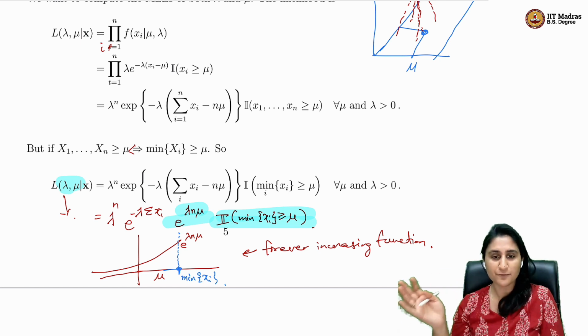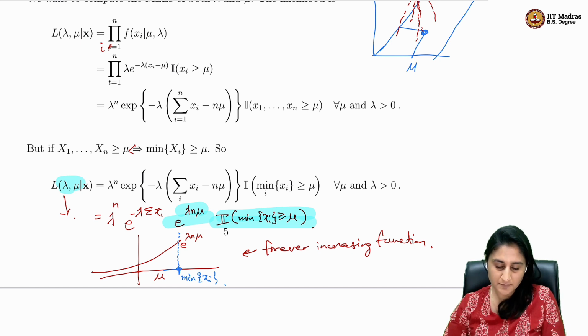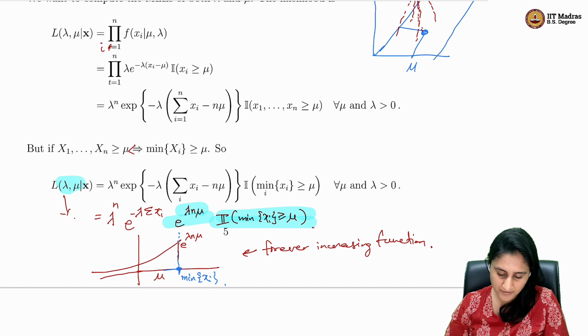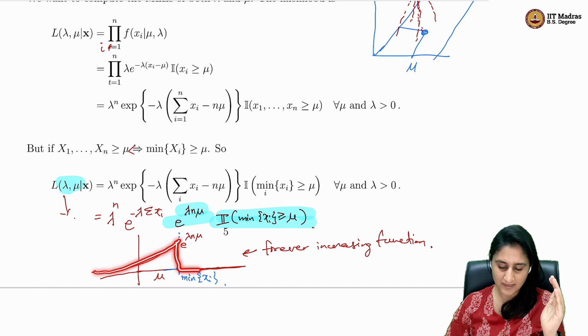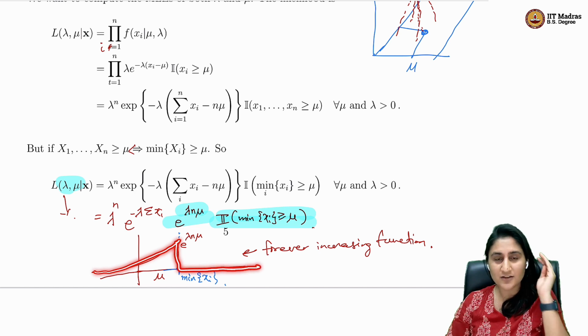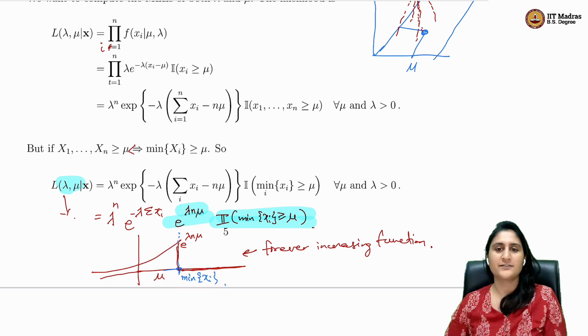That's the largest value that mu can take. It can't take any values after that, because if it does, the likelihood function just drops down and becomes zero because of this indicator function, right? So the likelihood function goes up like this, and then as soon as it reaches mu equals minimum of xi's, it becomes zero. So the largest value it can take happens here, which is nothing but the minimum of xi's.